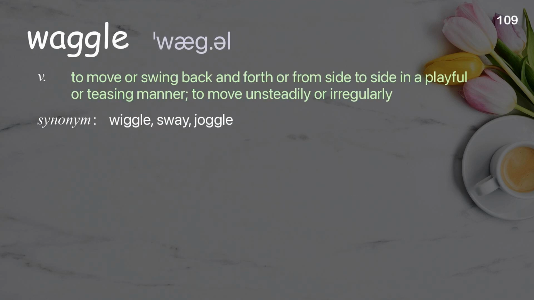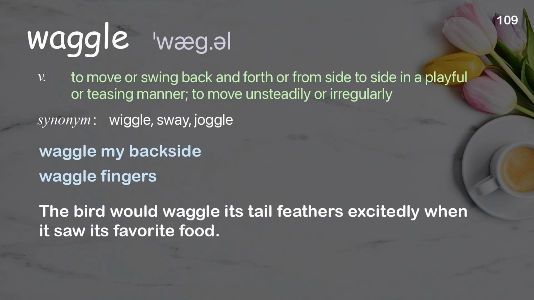Waggle. To move or swing back and forth or from side to side in a playful or teasing manner, to move unsteadily or irregularly. Examples: Waggle my backside. Waggle fingers. The bird would waggle its tail feathers excitedly when it saw its favorite food.